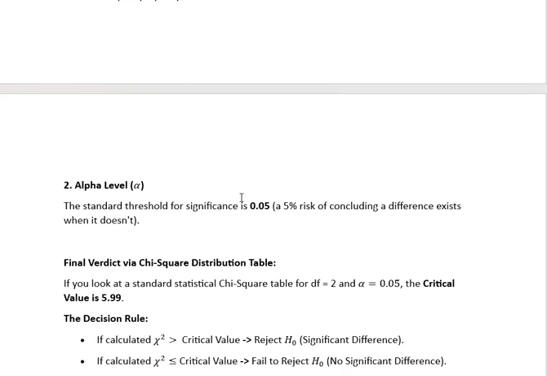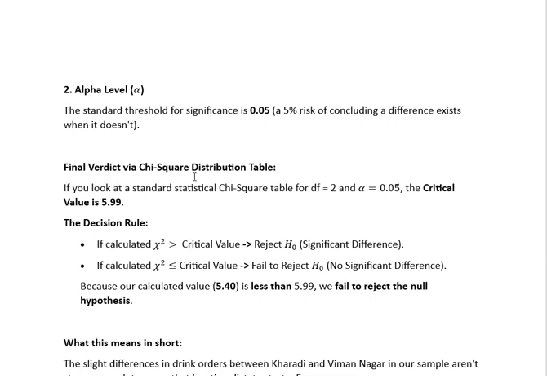So let's come to the next step, alpha level. The standard threshold for significance is 0.05, that is, a 5% risk of concluding a difference exists when it does not. Final verdict via chi-square distribution table. If you look at a standard chi-square table for df equal to 2 and alpha equal to 0.05, the critical value is 5.99. I have not shared any screenshot here, but it is quite easily available. If you check the chi-square table for df equal to 2 and alpha equal to 0.05, the critical value is 5.99.